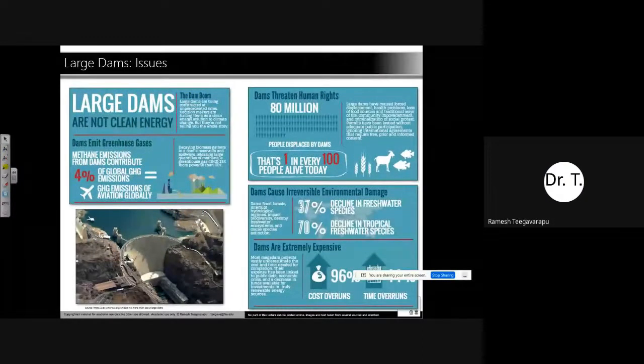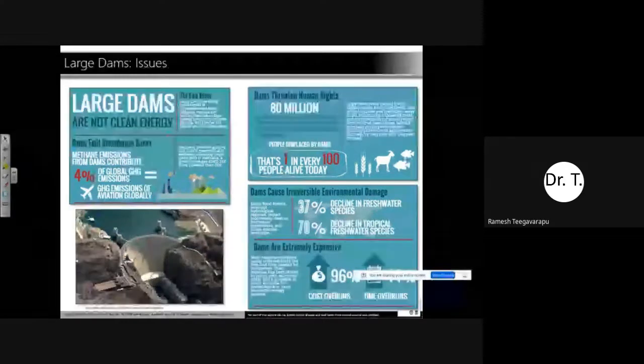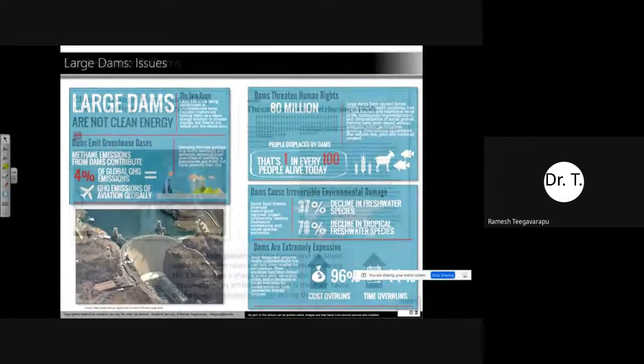They actually contribute around 4% of global greenhouse gas emissions, which is equivalent to what our aviation industry emits. And then, of course, some other animals are also contributors of the pollution.